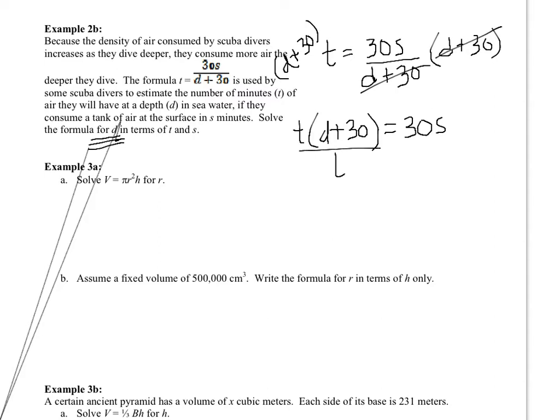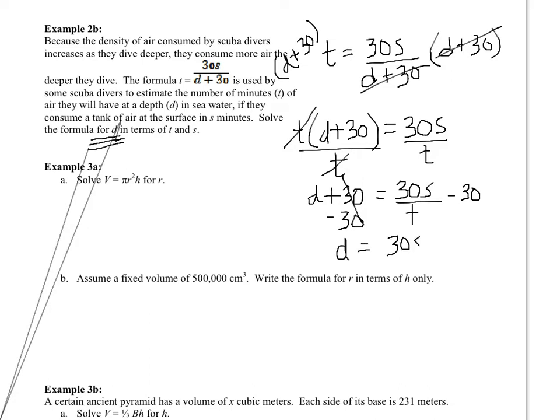both sides by t, because we still want this in terms of d, so not s but d. So we're going to divide both sides by t, cancel out, and we have d plus 30 equals 30s divided by t. Now we're going to subtract 30 from both sides. Those will go away, and we're left with d equals 30s over t minus 30. So now we solved the formula for d in terms of t and s.